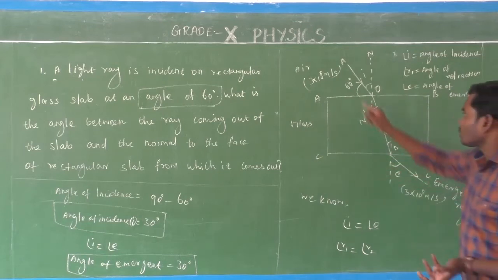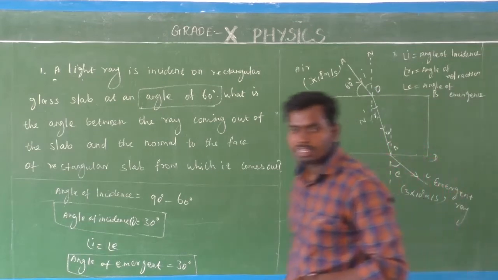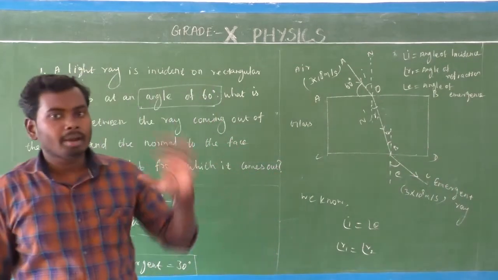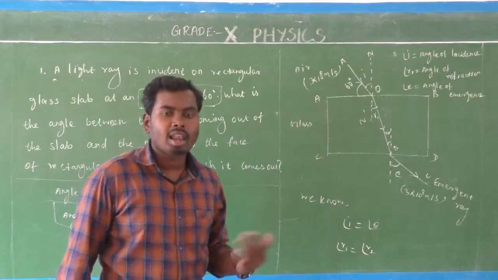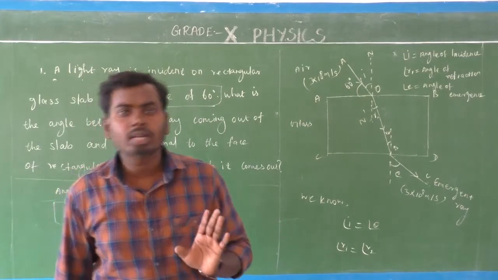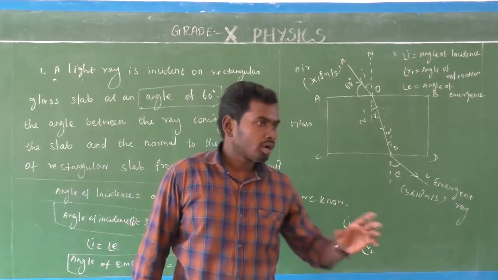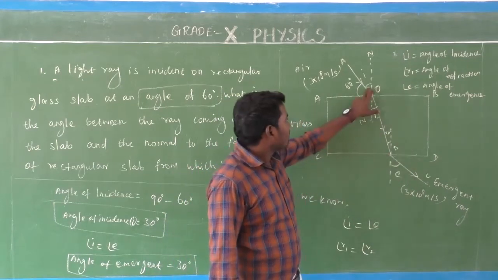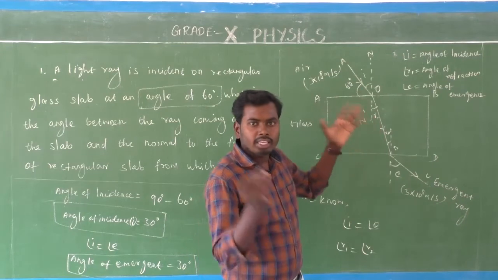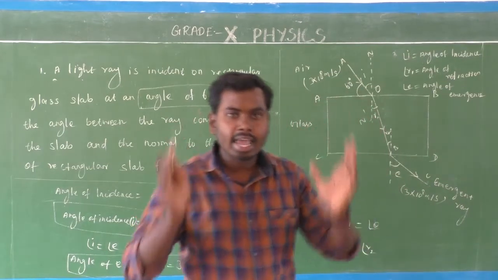Because both the incident ray and the emergent ray travel in the same medium, that is air medium. In air medium the light speed is 3 into 10 to the power 8 meter per second. Here the normal and the emergent ray make some angle, and the normal and the incident ray make some angle. Both angles are the same.